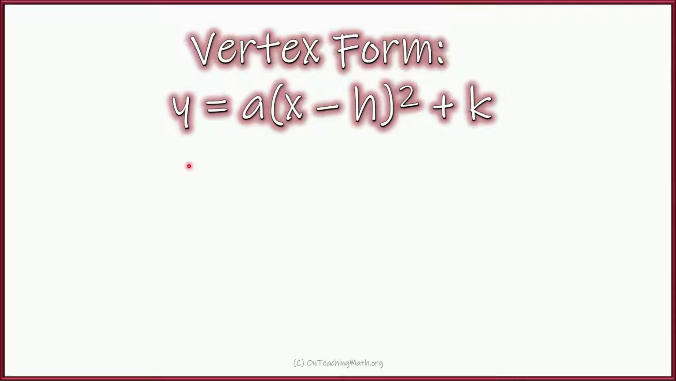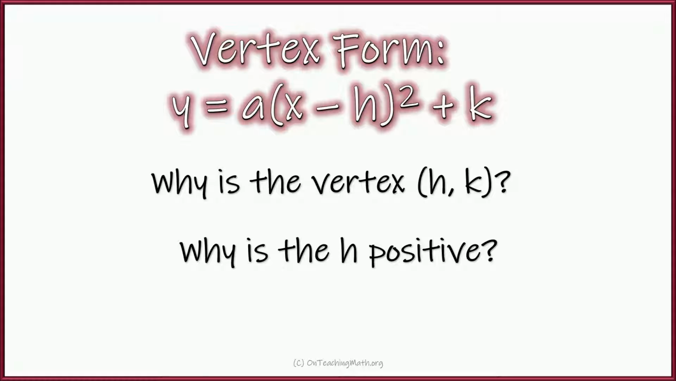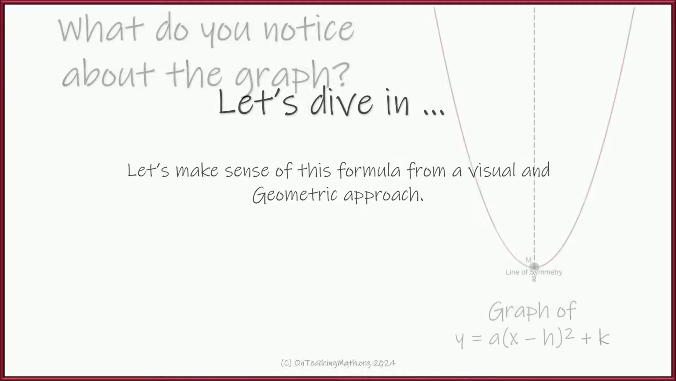So vertex form is y equals a times (x minus h) squared plus k, and the vertex is just h comma k. That seems so easy compared to standard form. It almost doesn't make sense. It's like a dirty trick. The only thing that's really weird is why is that h positive here when it's negative there? Kind of a weird thing, right? Well, let's make some sense of it.